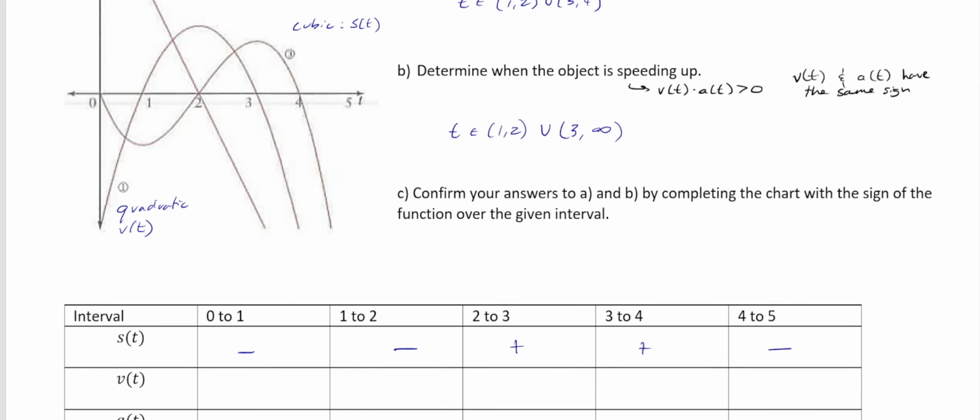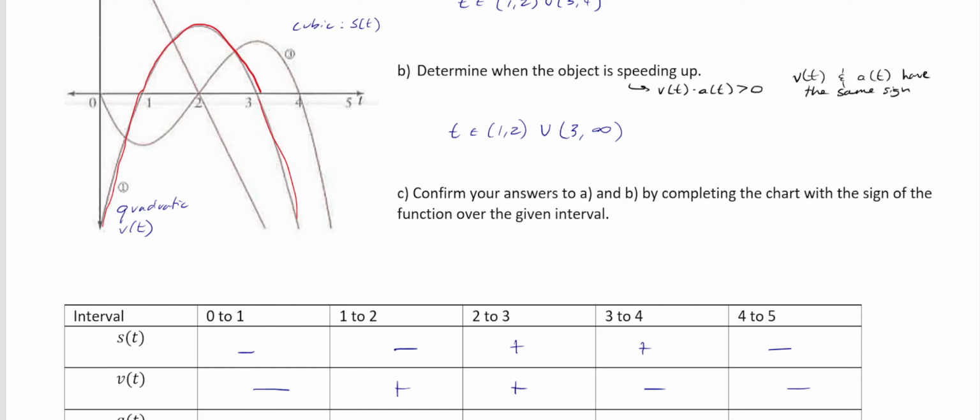Let's now look at the v at t function. So the v at t function, we can see right here from 0 to 1, the v at t function is negative. But then from 1 all the way to 3, the v at t function is positive. Then from 3 onward, the v at t function is negative.